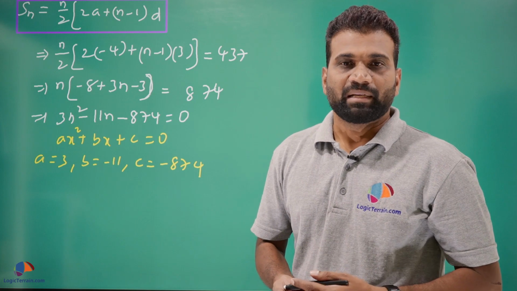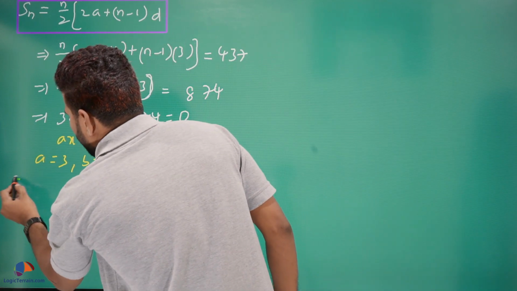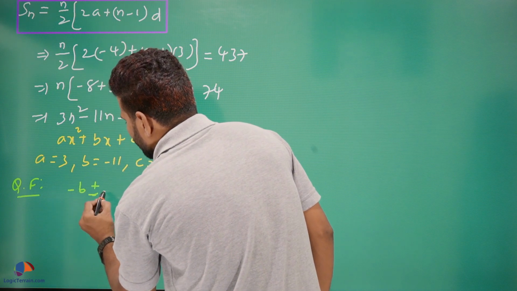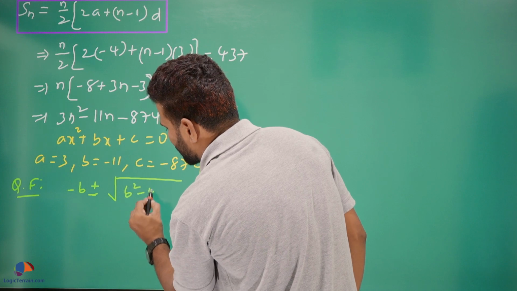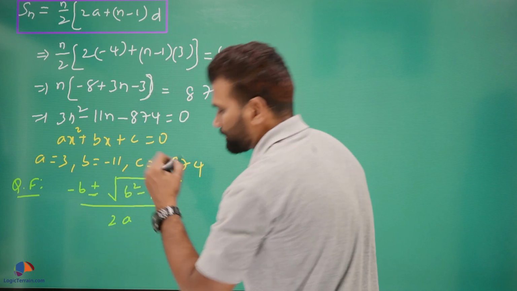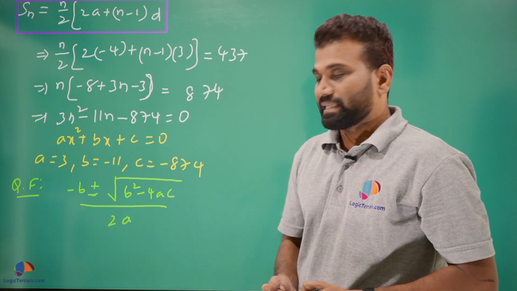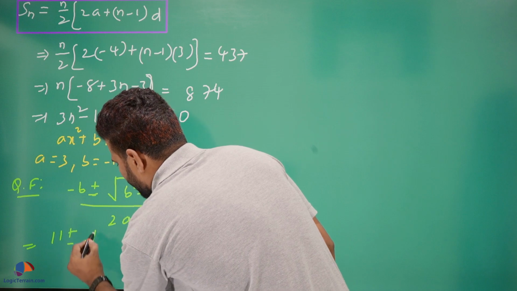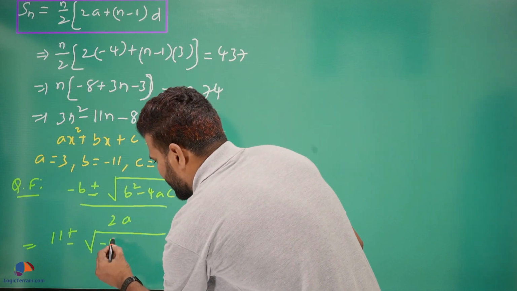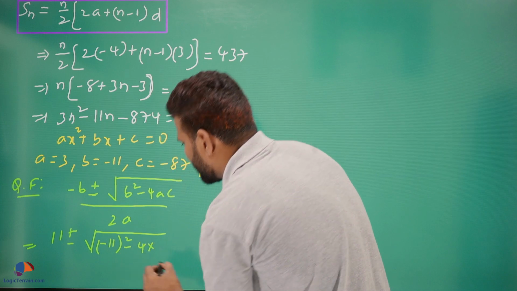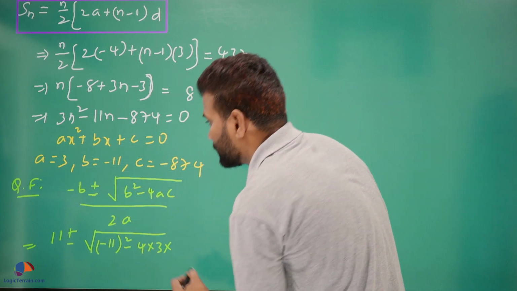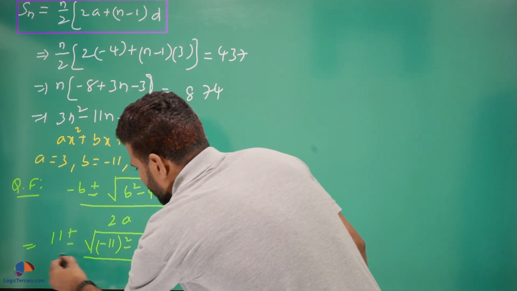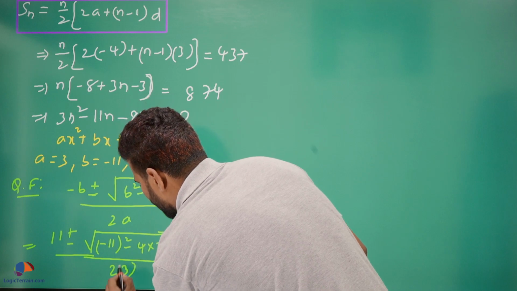So what is that quadratic formula? That is -b plus or minus square root of b square minus 4ac upon 2a. So let us substitute the values in it. -b, negative of -11, is positive 11, plus or minus square root of b square, -11 square, minus 4 into a, that is 3, into c, that is -874, upon 2a, 2 into 3.